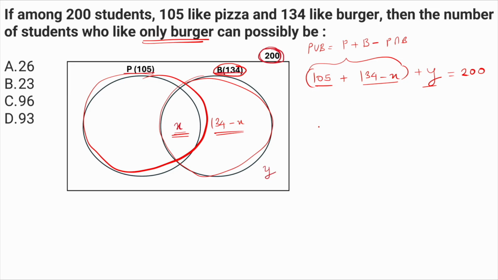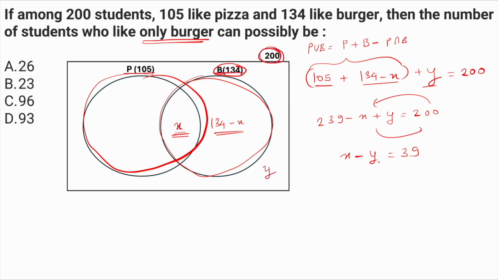So from here, I get an equation. 105 plus 134 will be 239 minus X plus Y is equal to 200. Taking the 200 and the variables to the other side will give me X minus Y is equal to 239 minus 200, which is 39 only. So finally, I'm left with the equation X minus Y is 39. Now X minus Y equals 39 is basically a linear equation having two variables, X and Y. These are special equations and we have already seen in our course how to deal with these particular cases.